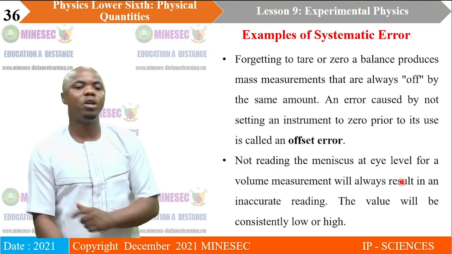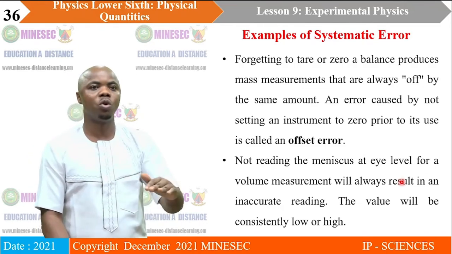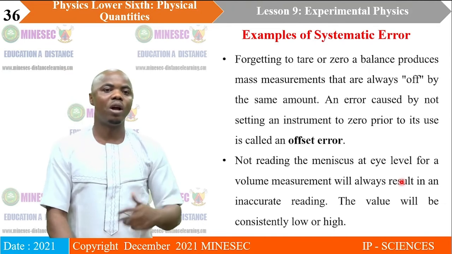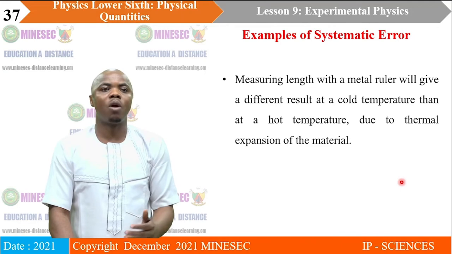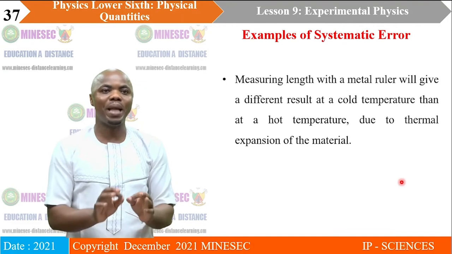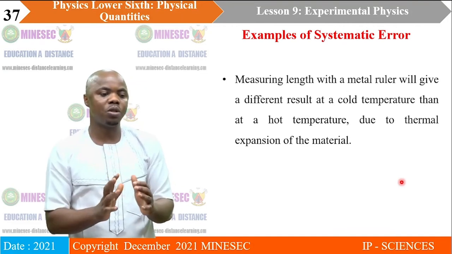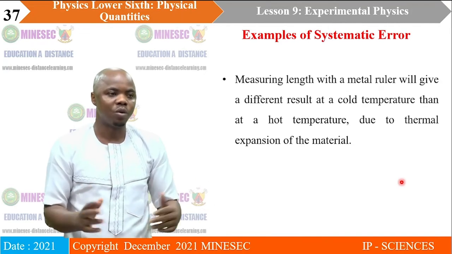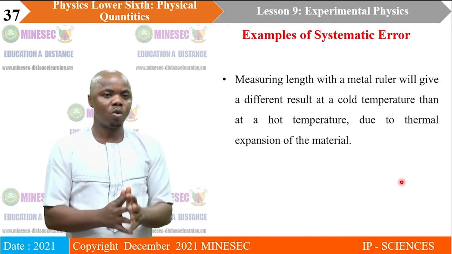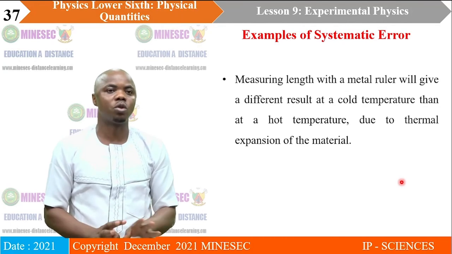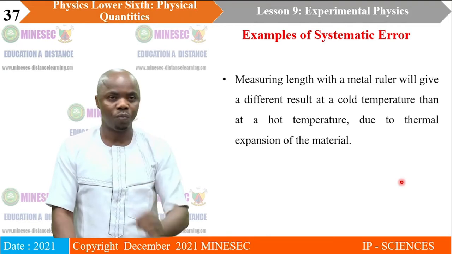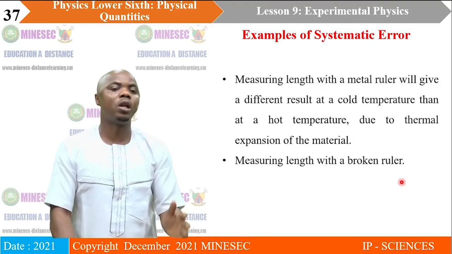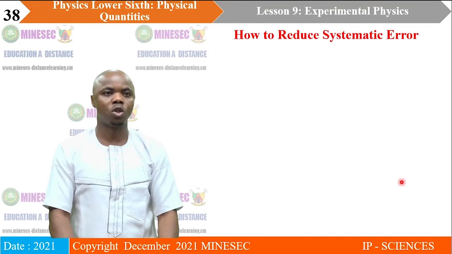Now, not reading the measurements at eye level, that is also a systematic error. The value may be consistently low or high. Measuring length with a metal rule, which will give a different result in a cold temperature. That's why most of the times the rulers are plastic or wood so that they don't expand with temperature, so that you limit thermal expansion of the metal. So these are some sources of systematic error. Measuring length with a broken ruler is also a source of systematic error.